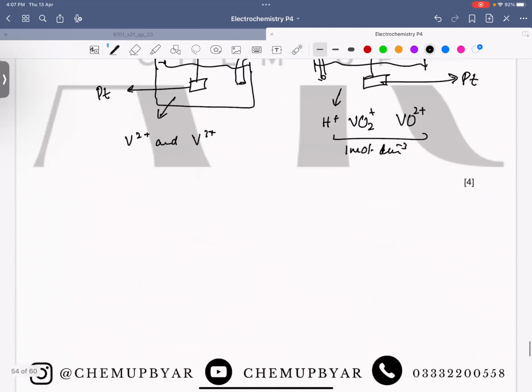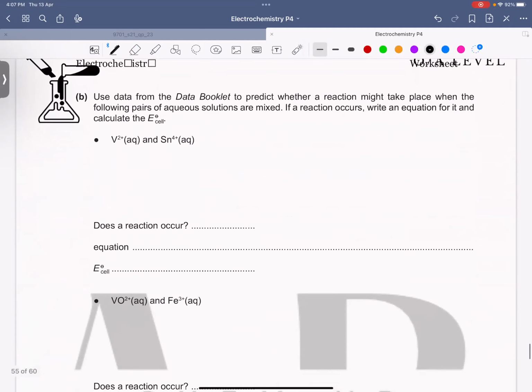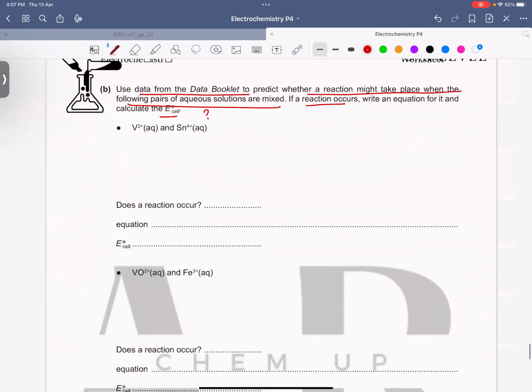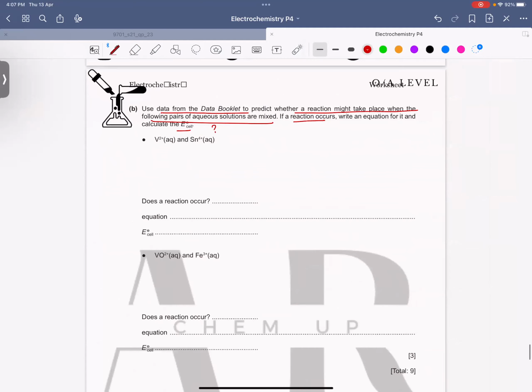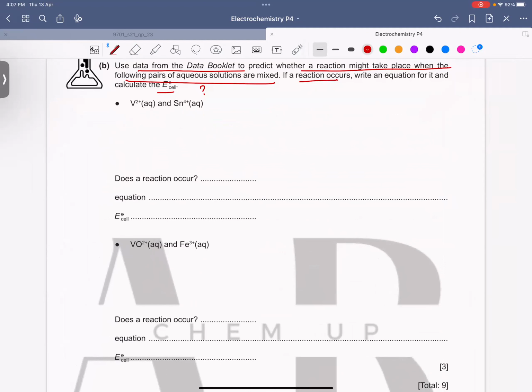Now, all of you have a data booklet. Use the data from the data booklet to predict whether a reaction might take place when the following pair of aqueous solutions are mixed. If a reaction occurs, write an equation for it and calculate E naught cell. Okay. And if the reaction does not occur, you would write no reaction. Okay, so look at the first case. We have a data booklet. Yes. Does everyone have a data booklet?